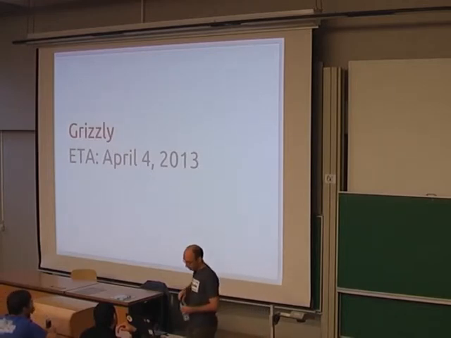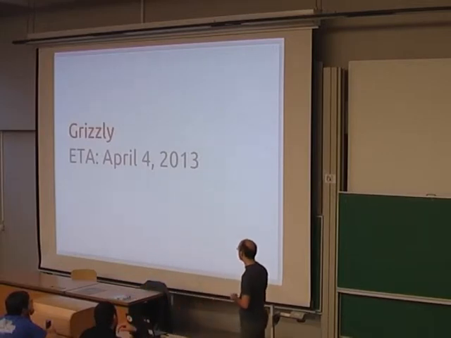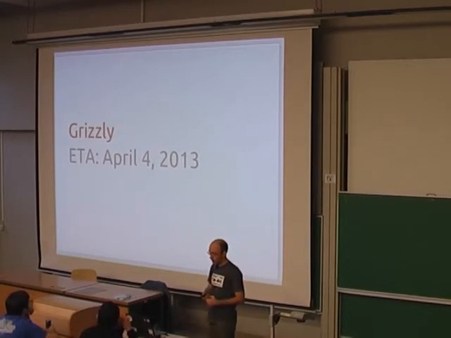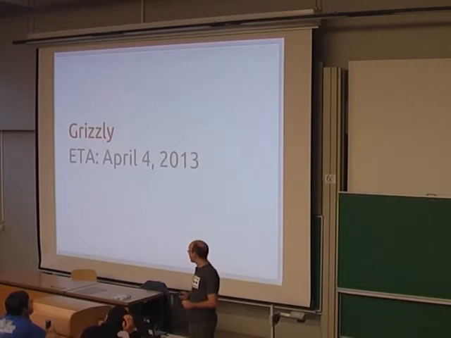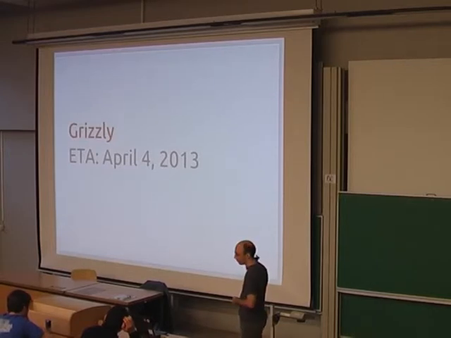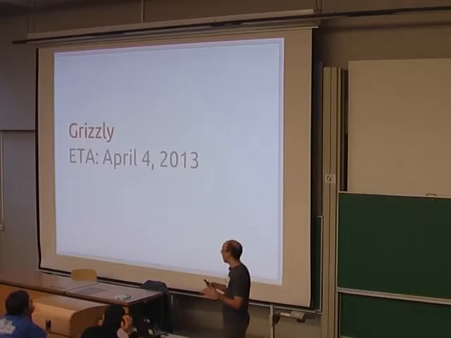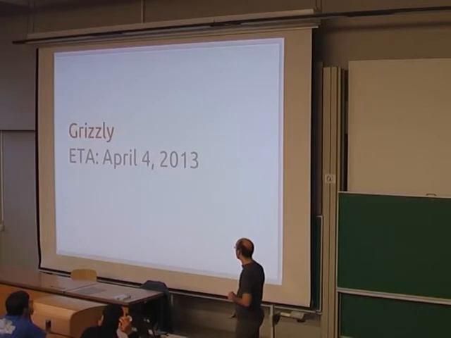So what's coming up? We're in the middle of our Grizzly release, or past the middle of our Grizzly development cycle, which is supposed to end April 4. More than 200 features are lined up. We don't really know what exactly will make it yet. There are a number of features that I'll discuss that are already merged, and some of them are promised by then. We'll see.